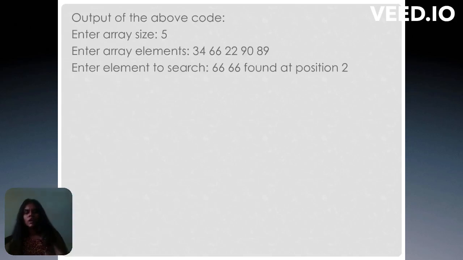Here is the output. The array size is 5, so we are taking 5 elements: 34, 66, 22, 90, and 89. We are going to search for the element 66, and the element 66 can be found at index number 2. Because index 0 is 34, and index 1 is 66, so its position is 2.